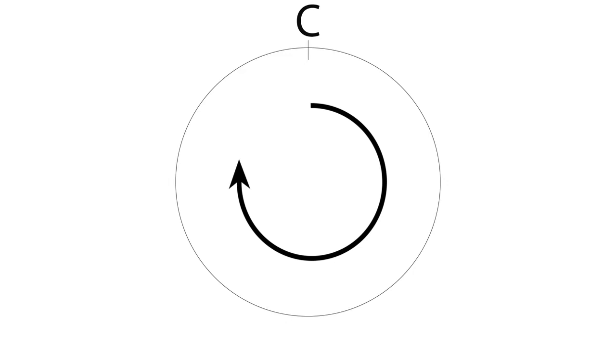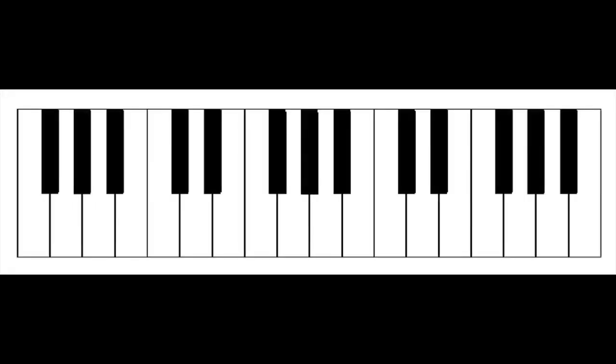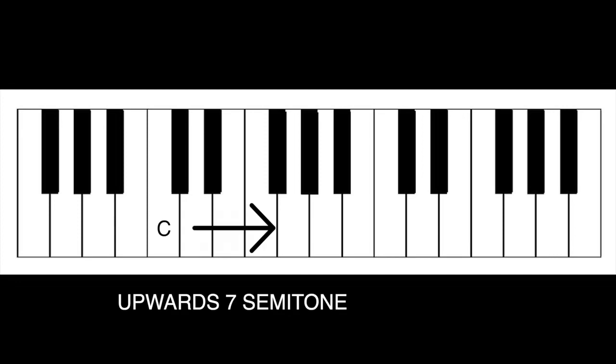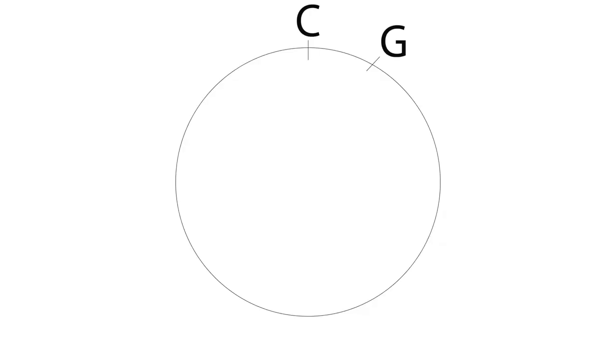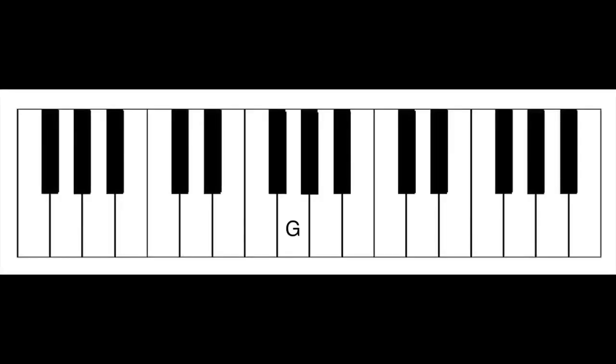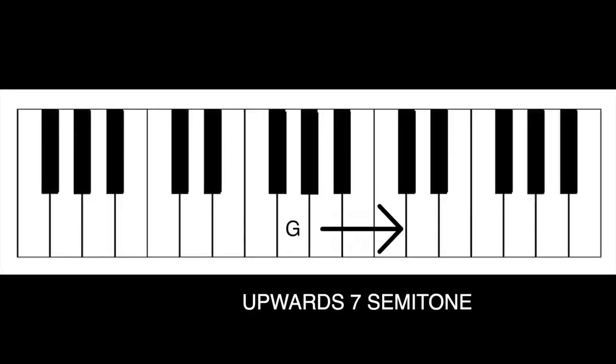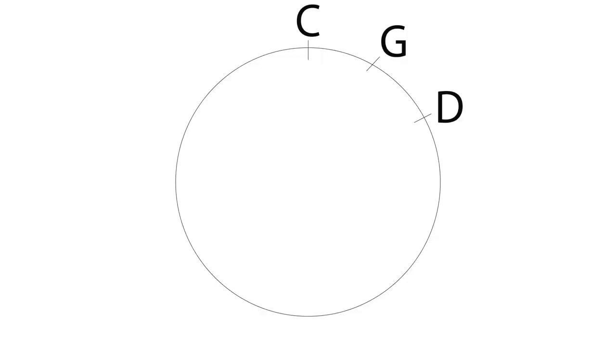To find the fifth after the C, it will be 7 half steps or semitones from C. If you have a keyboard with you, you will need to count from C, going upwards, C sharp and so on, for 7 semitones, which you will get a G. That will be the next note on the wheel. And then from G, we are going to go another fifth, which is another 7 semitones, and you will get a D.